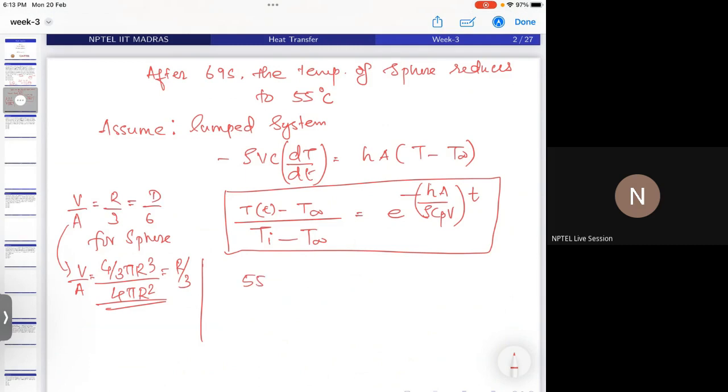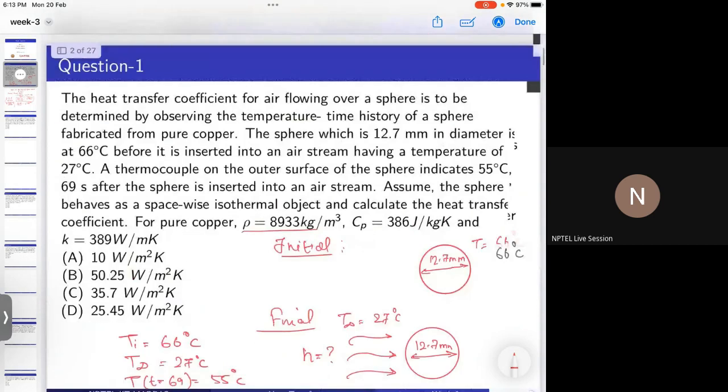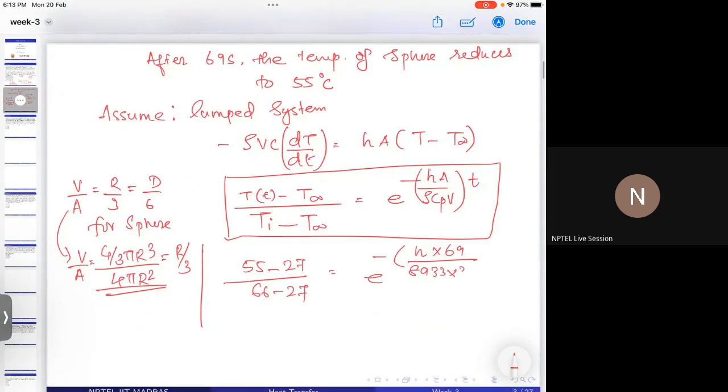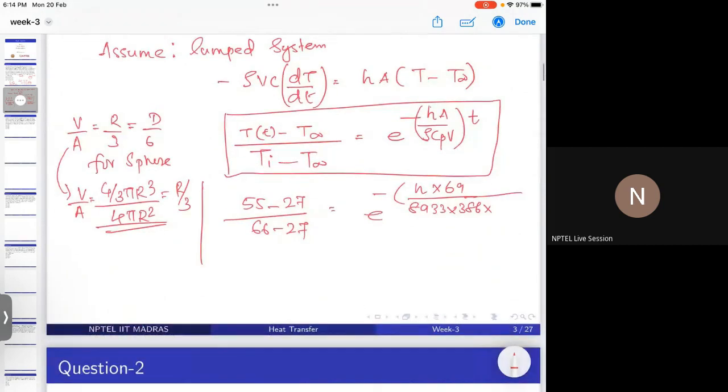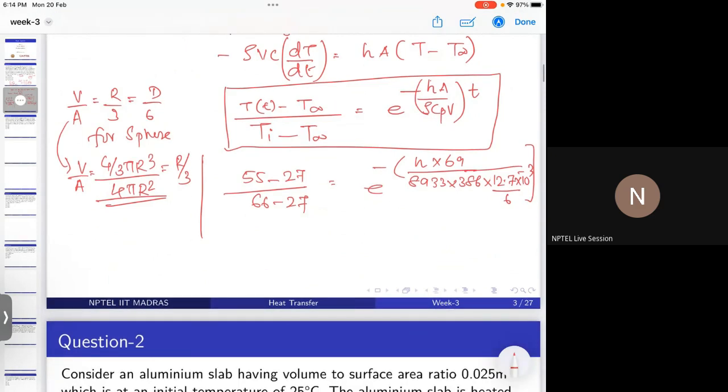So this is (55 minus 27) divided by (66 minus 27) is equal to e raised to minus h, which is what we need to find out, times t, which is given as 69, divided by 8933 into 386, that is rho Cp, into V by A. I am replacing it as D by 6, where D is 12.7 mm. Okay, so if you solve this equation, you will get H as 35.7 watt per meter square Kelvin or degree Celsius.